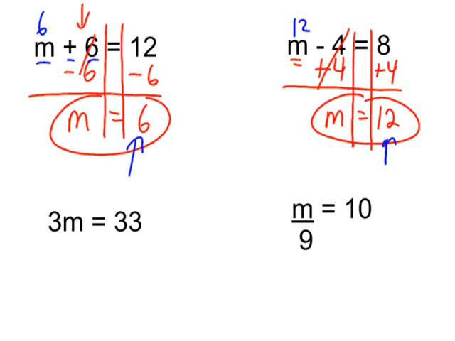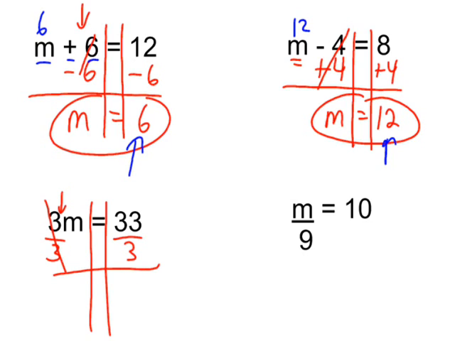In the next example, we have 3 times m equals 33. So remember, this is multiplication, 3 times m, and the opposite or the inverse of multiplication would be division. So we can divide by 3, divide by 3. M would have a value of 11. And let's just double check that. So is 3 times 11 33? Yes, it is, so that checks.